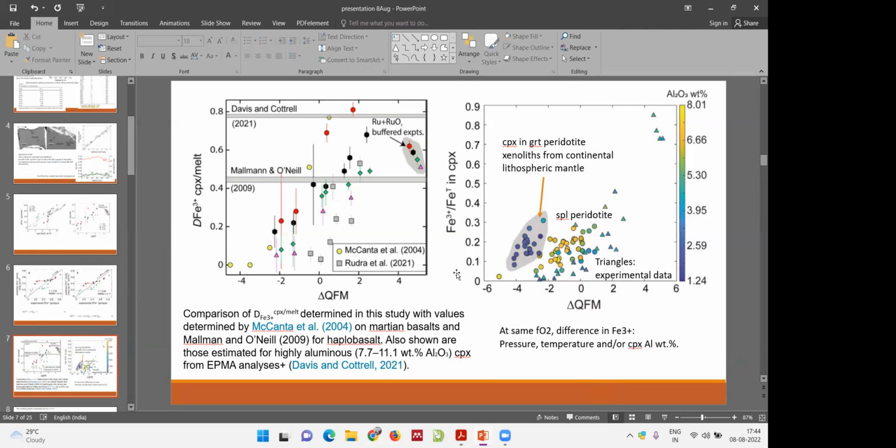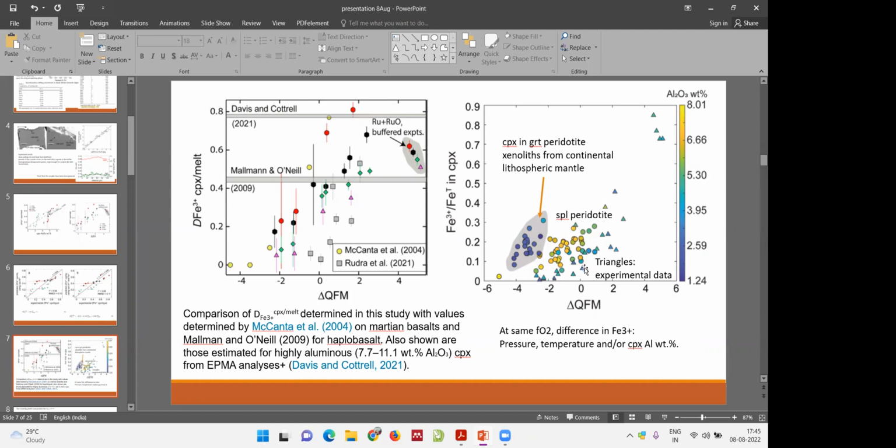What they did is they plotted various experimentally determined Fe3+ by Fe total concentration in clinopyroxene. These triangular points are experimental data, whereas these circular points are sample data. These are from the spinel peridotite, and these points are from the clinopyroxene garnet peridotite. Here we can see the color bar that expresses the aluminium oxide concentration. These clinopyroxene and garnet peridotite have quite low aluminium concentration compared to these, and possibly the reason is because garnet preferentially fractionates aluminium.